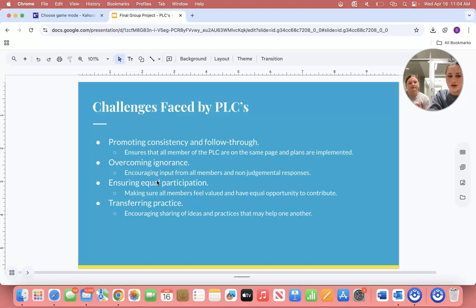Challenges faced by PLCs are promoting consistency and follow-through, which ensures that all members of the PLC are on the same page and plans are implemented. Overcoming ignorance is encouraging input from all members and non-judgmental responses. Encouraging equal participation means making sure all members feel valued and have equal opportunity to contribute. Transferring practice is encouraging sharing of ideas and practices that may help one another.